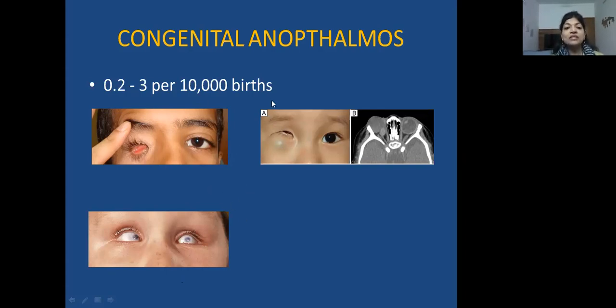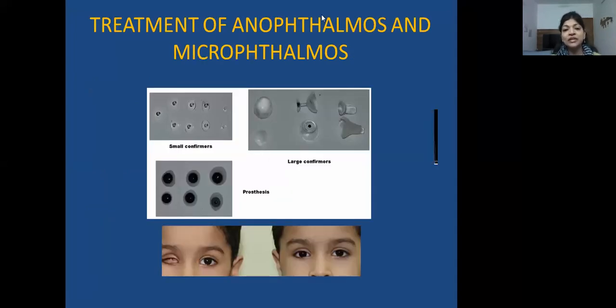So what happens in anophthalmos and microphthalmos is the prognosis for vision is almost nil. But if you just leave the kid like this, they actually need the globe for growth of the orbital bones and for the maxilla to develop. If you don't have an eye, normally you will develop mid-facial hypoplasia, which also involves the maxilla and the maxillary sinus. So in order to avoid that and stimulate growth of the orbital bones, we treat it by using conformers.